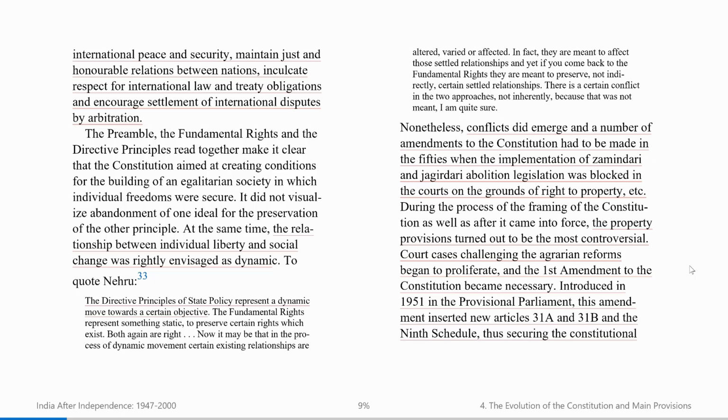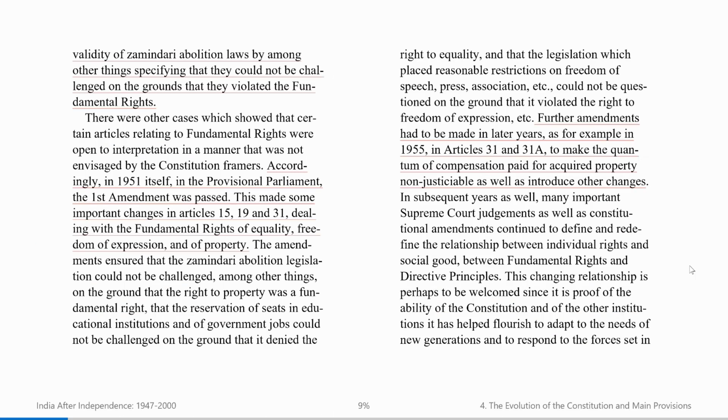The First Amendment inserted Article 31A and 31B into the Ninth Schedule, thus securing the constitutional validation of zamindari abolition laws, by among other things saying that they could not be challenged on the grounds that they violated fundamental rights. Okay. And the First Amendment also made some changes in Articles 15, 19, and 31, which talked about fundamental rights of equality, freedom of expression, and of property.